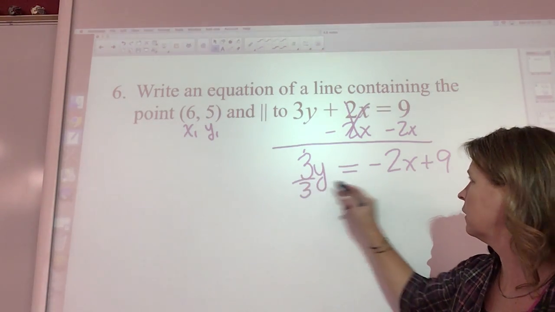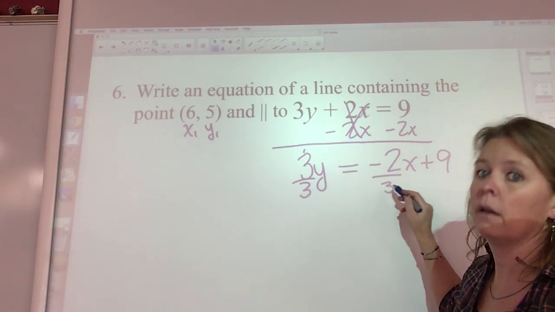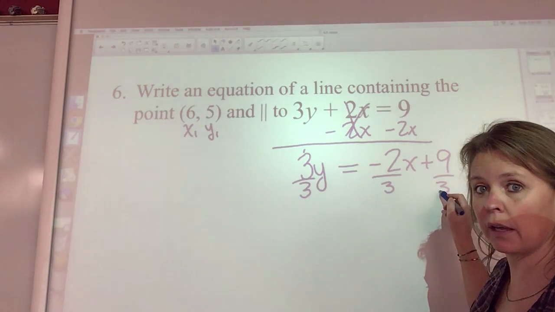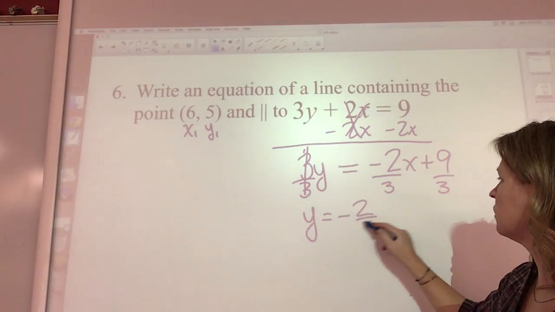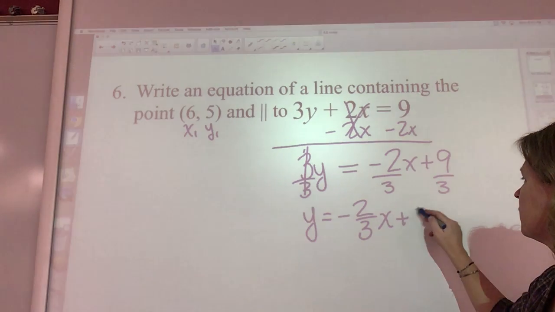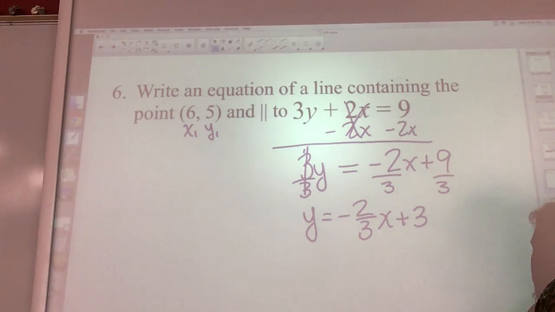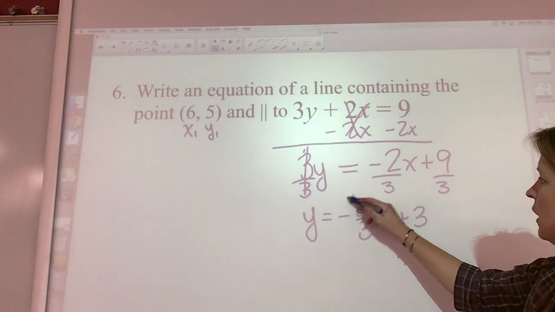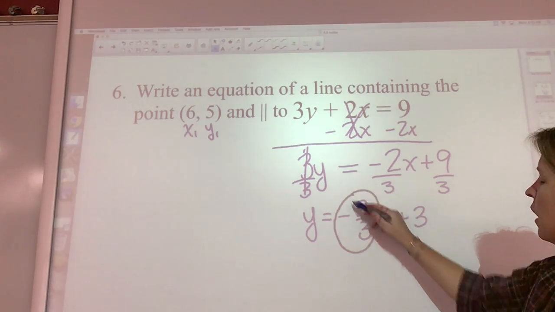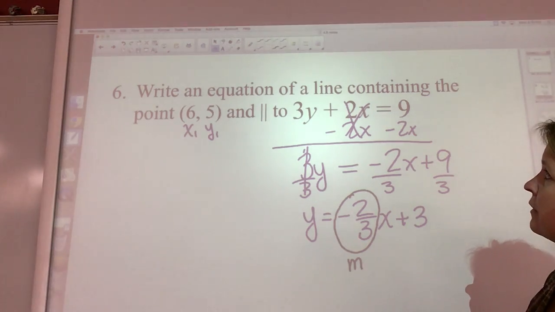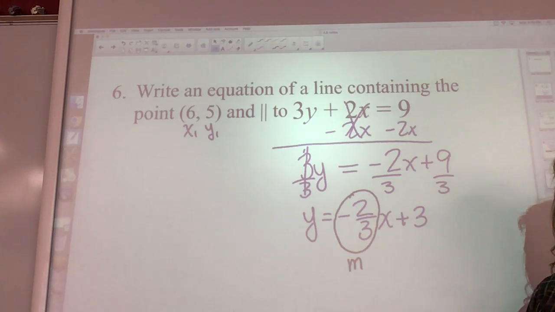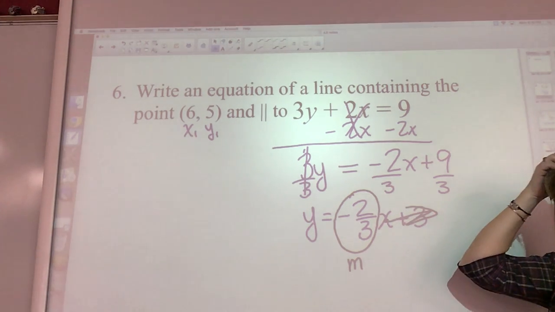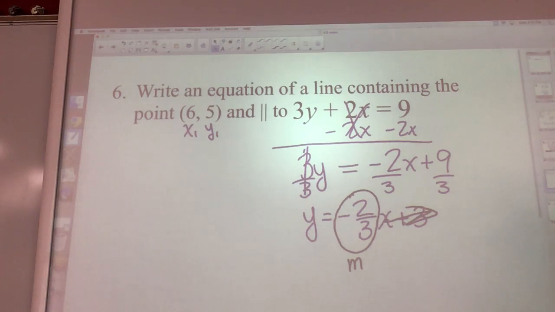Divide by 3. Divide by 3. Divide by 3. Again, you get y equals negative 2/3 x plus 3. That fraction doesn't reduce, so you leave it. You just did all that work, and so far all you did was find a slope. And that slope has to be parallel. So we're going to use that slope again. I don't care about the rest of the problem. I only care about the slope. You should only care about the slope.